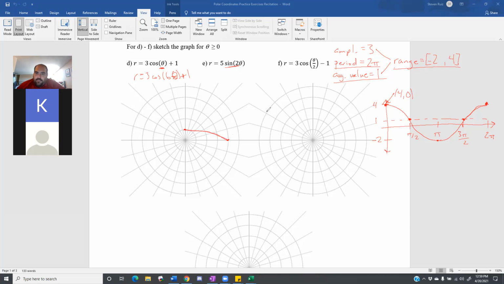For E and F, would the average values be 0? Well, not for F, but for E, would it be 0? Yeah, and what would it be for F? -1. There you go. Yep.